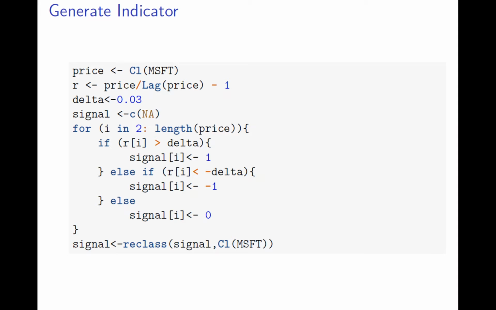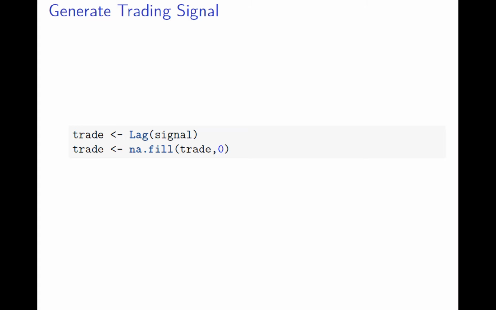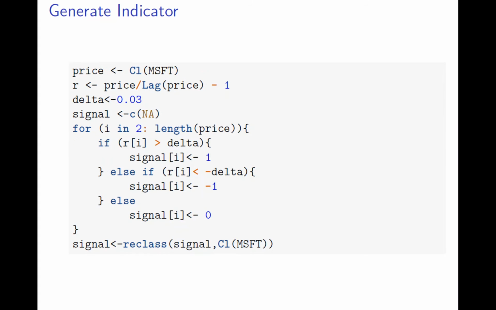The price is based on the closing price, and then the indicator is today's price over yesterday's, minus 1. This indicator uses delta 3%. So when the price goes up by more than 3%, then you buy. If it drops more than 3%, you have a sell signal. The first one you don't have any signal, so NA, or 0 if you want. From day 2 until the end, if the price goes up more than delta, you have 1. Less than negative delta, -1, and otherwise you have 0.